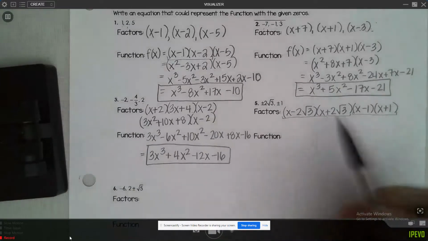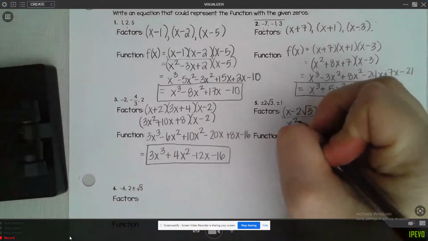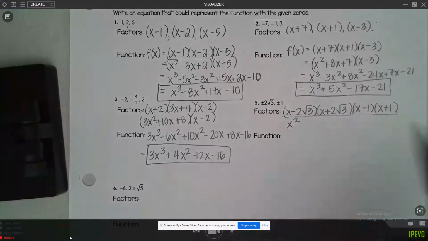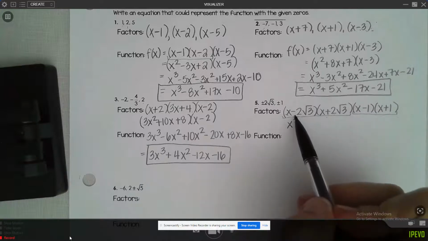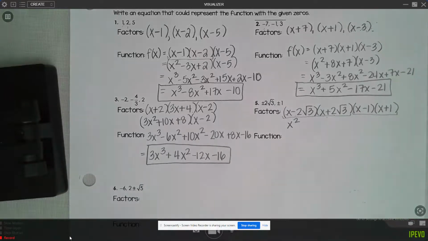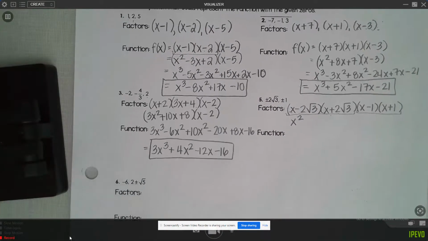So x and x is x squared. Agree? Now watch. X times 2 radical 3 is 2x radical 3, right? Well, then you have negative 2 radical 3 times x. What happens there? You have a positive 2x radical 3, and you have a negative 2x radical 3. They cancel.